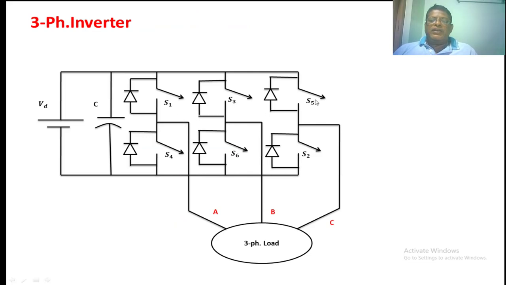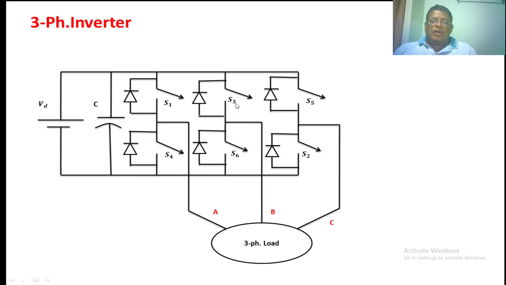S1, S3, S5 are the odd group of switches. S2, S4, S6 are the even group of switches. Across each switch, we place one diode. This diode is nothing but a feedback diode. The diodes come into the picture only when the load consists of inductance.